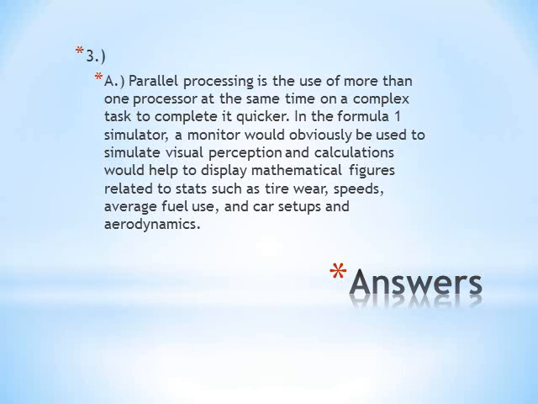Okay, and then the answer to the third question, that was the Formula 1 question, my favorite question in the book. Answer to part A. Parallel processing is the use of more than one processor at the same time on a complex task to complete it quicker. More processing power can process more data. In the Formula 1 simulator, a monitor would obviously be used to simulate visual perception, and calculations would help to display mathematical figures related to stats, such as tire wear, average speeds, average fuel use, car setups, and aerodynamics.